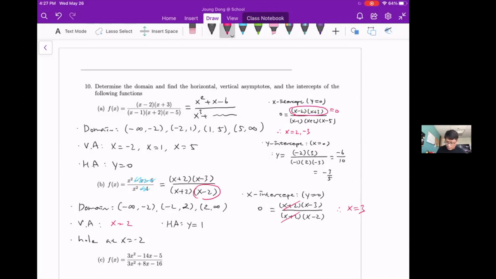And what about the y-intercept? When x equals 0, plug in x equals 0. Then y is equal to (0 plus 2)(0 minus 3) over (0 plus 2)(0 minus 2). So it is 3 over 2. So (0, 3/2) is your y-intercept.